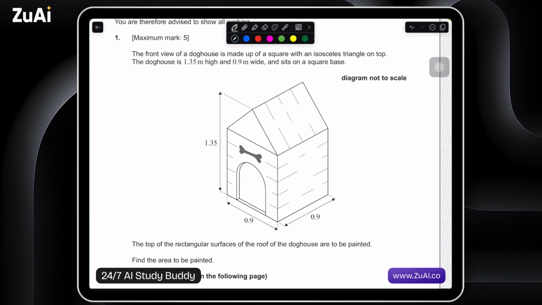In the end, we want to find the area to be painted, but only of these rectangular surfaces on the top of the doghouse. So in this case, we're not asking for the whole doghouse or even this triangular part at the top. We're just asked to find the area of these rectangular faces here. This is the only part that is going to be painted, nothing else except for the top of these rectangular surfaces on the roof.